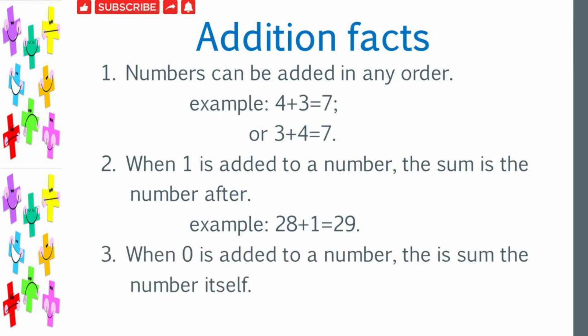The third fact is, when 0 is added to a number, the sum is the number itself. For example, 15 plus 0 equal to 15. When 0 is added to the number 15, the answer will be 15 because we are not adding anything to 15.